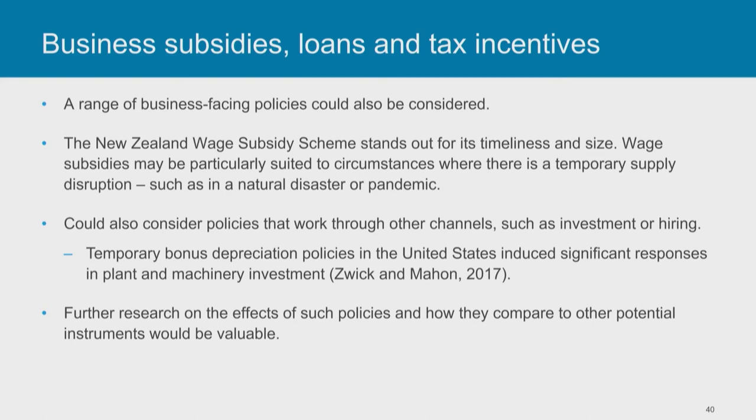We could also consider policies that work through other channels, such as investment and hiring. For example, temporary bonus depreciation policies in the United States induced significant responses in plant and machinery investment, according to Zwick and Mann 2017. The types of policies there could be either accelerated depreciation, investment tax credits, or partial or full expensing. Further research on the effects of such policies and how they compare to other potential instruments would be valuable.